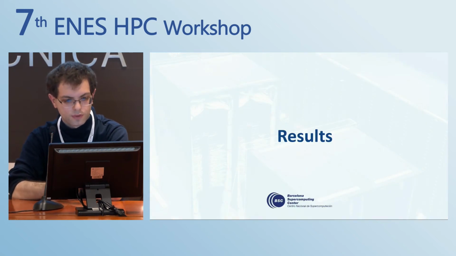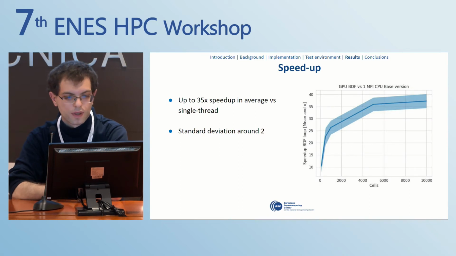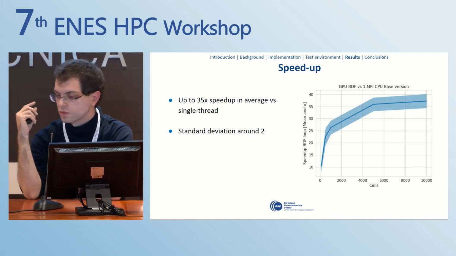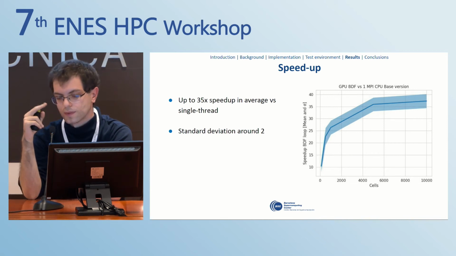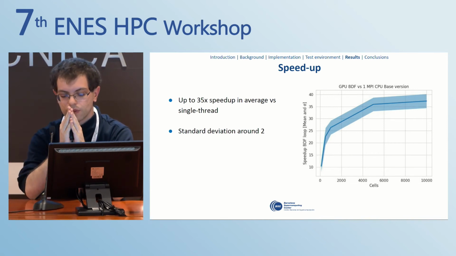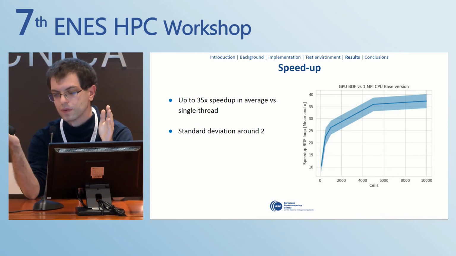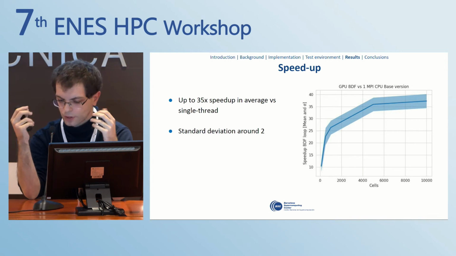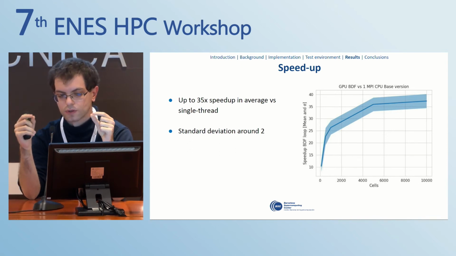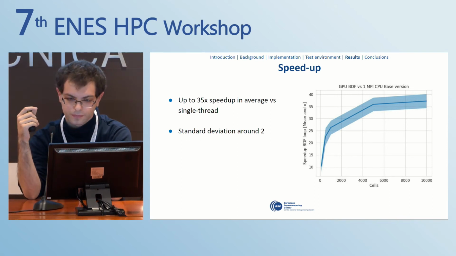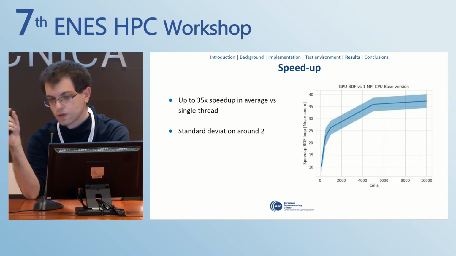So for the results, this is the speedup. Well, we have up to 35 speedup on average versus a single thread execution, with a standard deviation around 2. The standard deviation is produced mostly because we are using different approaches for the linear solver. On the CPU it is a direct sparse solver, while on the GPU we have an iterative solver. So the small noise that the different solvers can produce can also produce different iterations in the algorithm, so there's a bit of deviation on the speedups and a bit of noise.